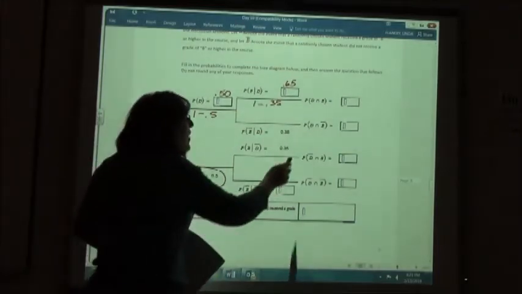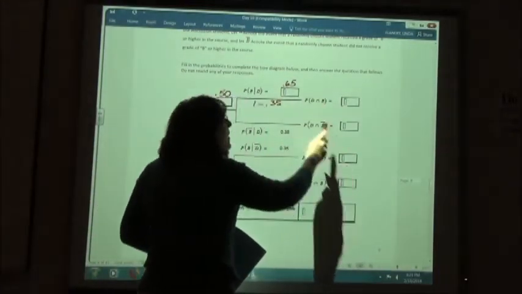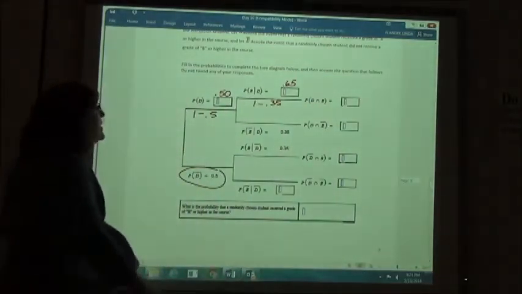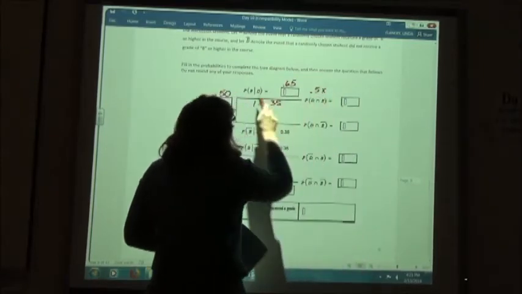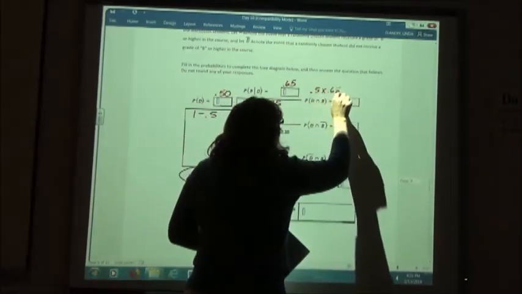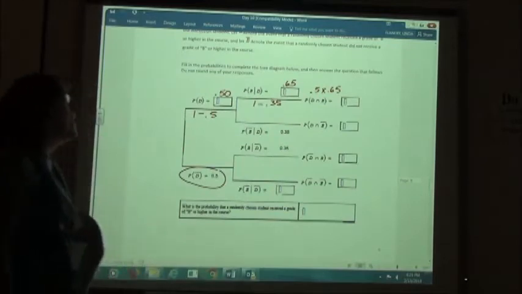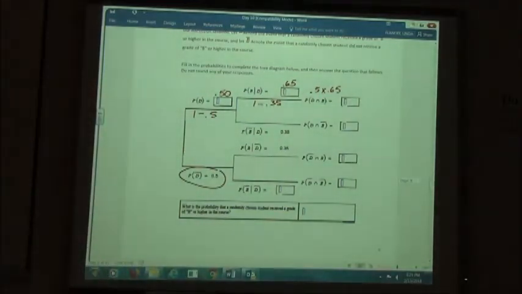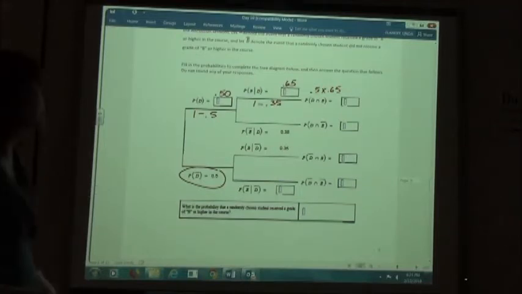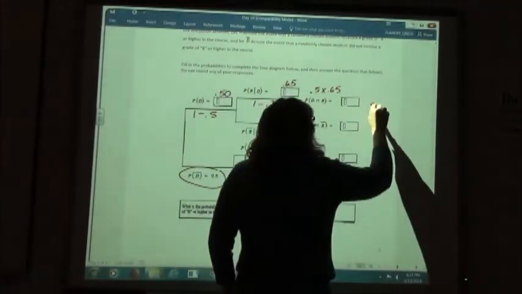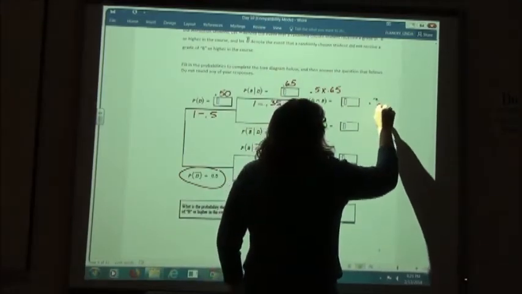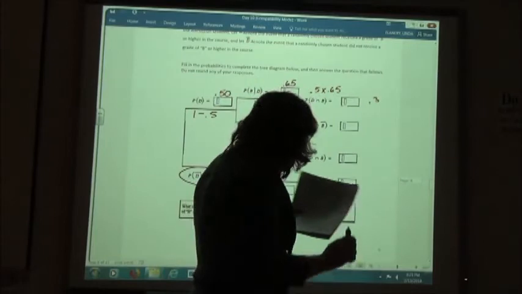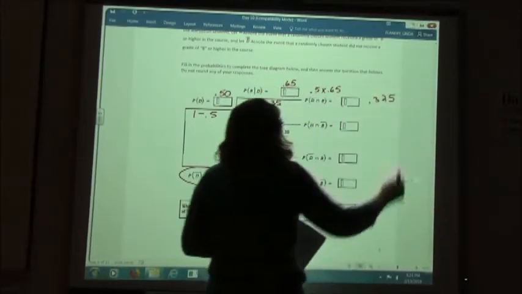So, if we're figuring out these things here with the and, we're going to multiply our two probabilities together. The probability of D was 0.5. The probability of getting a B was 0.65. So the probability of going to the discussion sessions and getting a B would be 0.5 times 0.65, which would be 0.325.